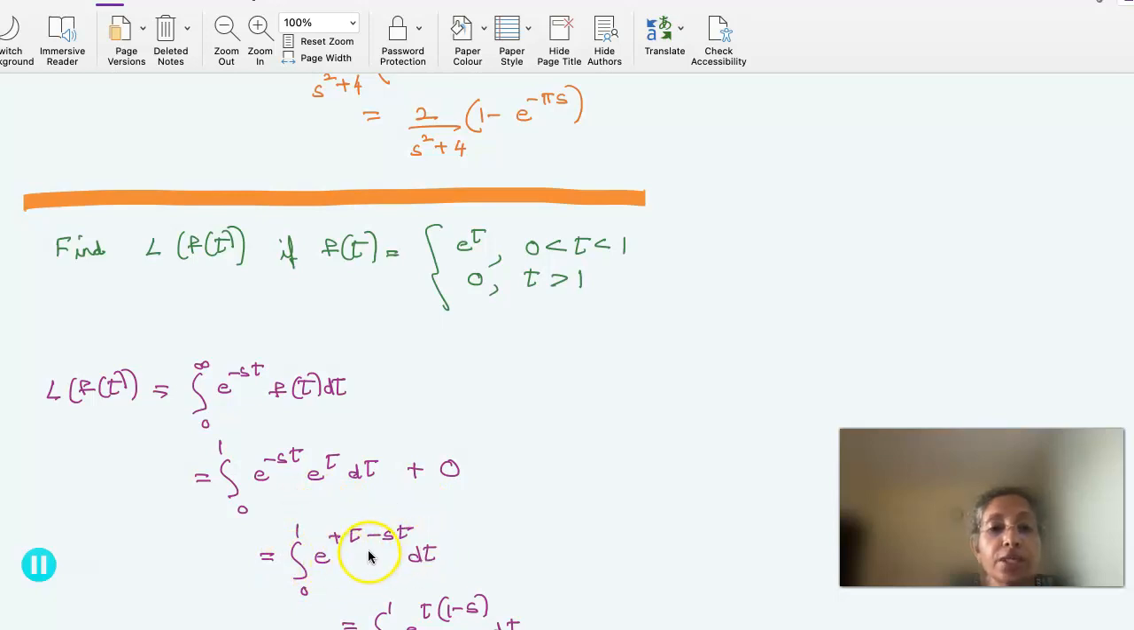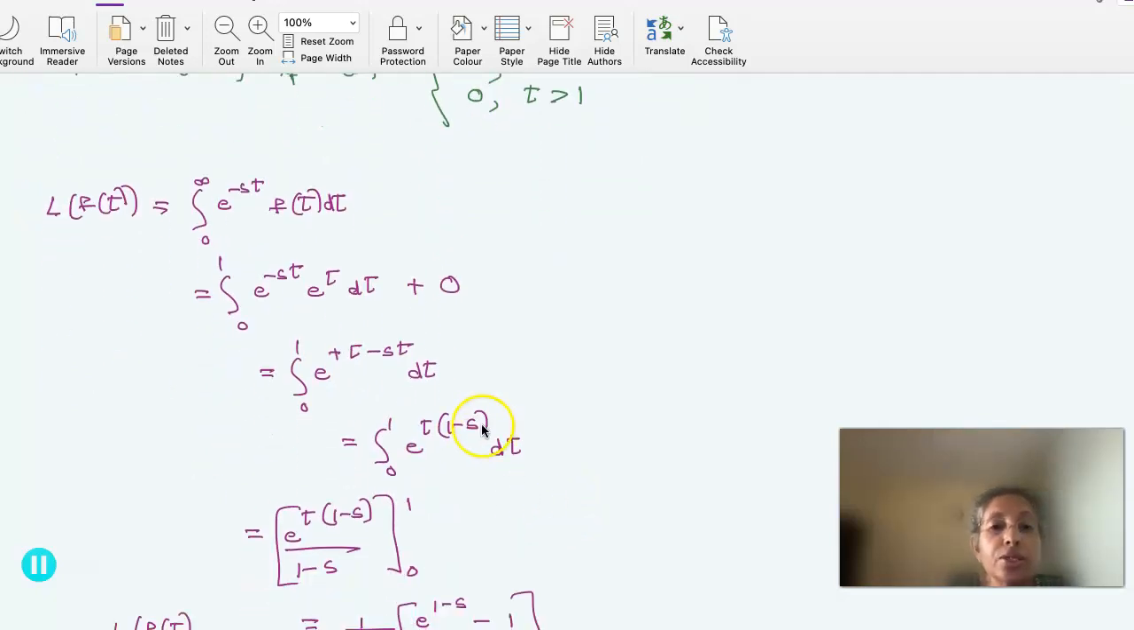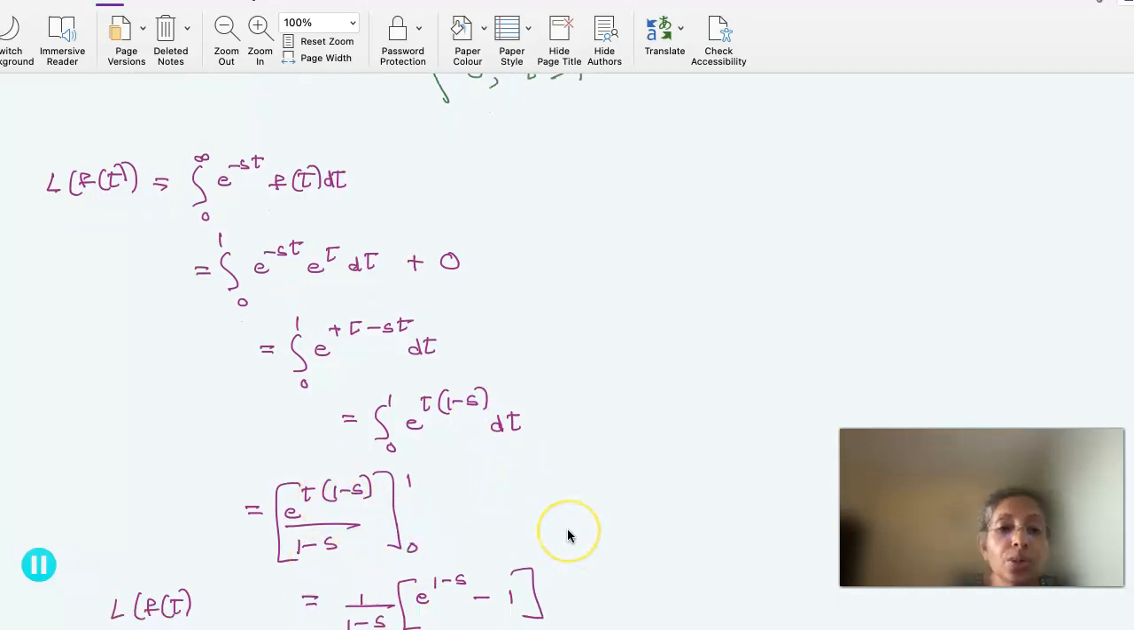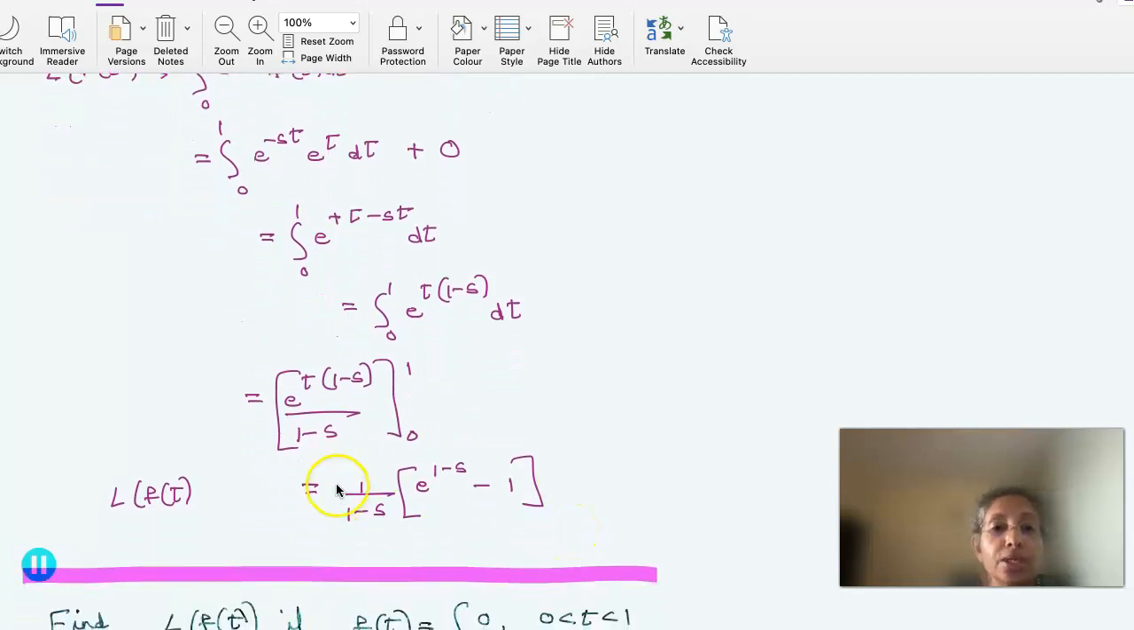We are using the law of indices: a raised to m into a raised to n is a raised to m plus n. So integrating, that is the integral 0 to 1 of e raised to t into (1 minus s) dt. So integrating you get e raised to t into (1 minus s) by (1 minus s) within the limit 0 to 1. That is 1 by 1 minus s. This becomes e raised to (1 minus s) minus e raised to 0, which is 1.